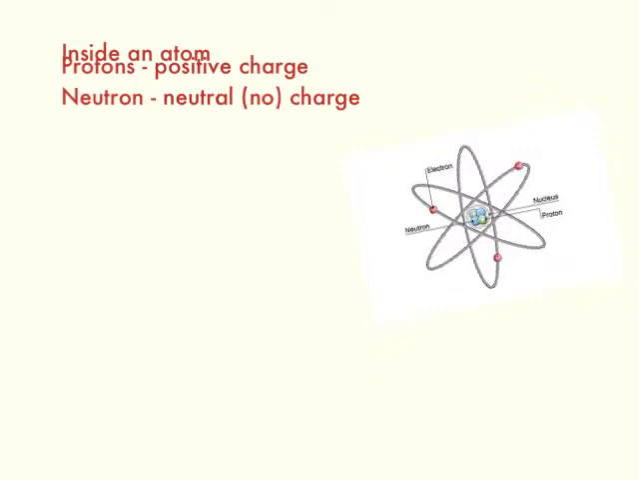Now, hopefully you'll remember that in the nucleus, the neutrons are neutral. They've got no charge at all, but the protons are positively charged. So remember, P for proton, P for positive. They've got a positive charge. They're in the nucleus, so that means that the nucleus has got an overall positive charge.